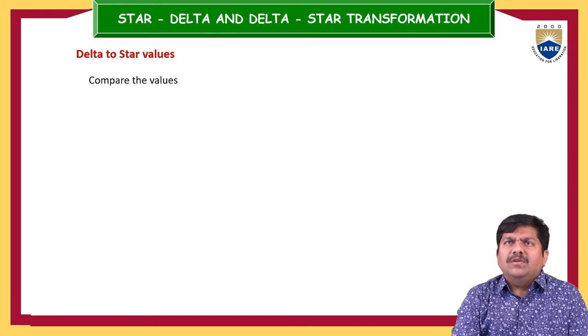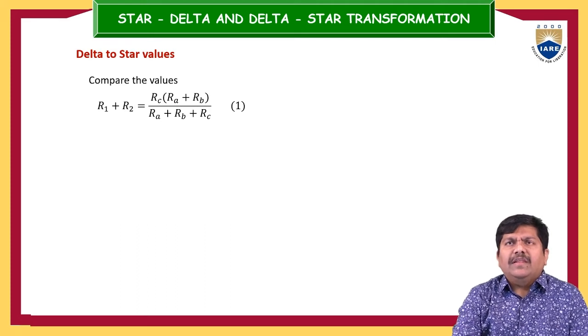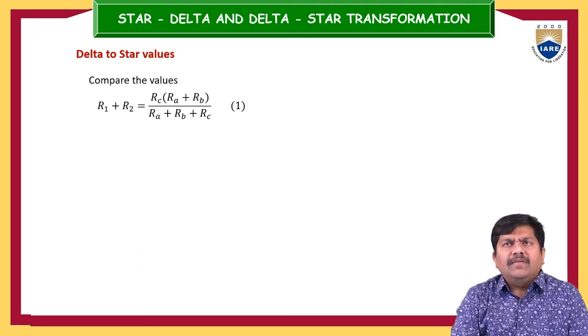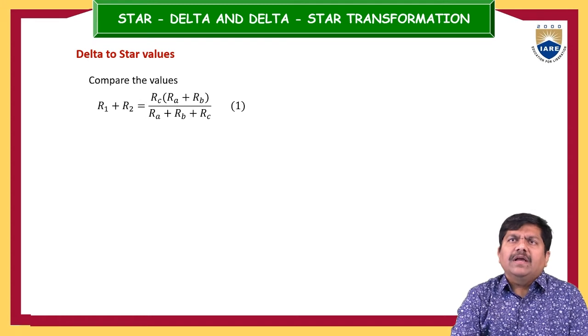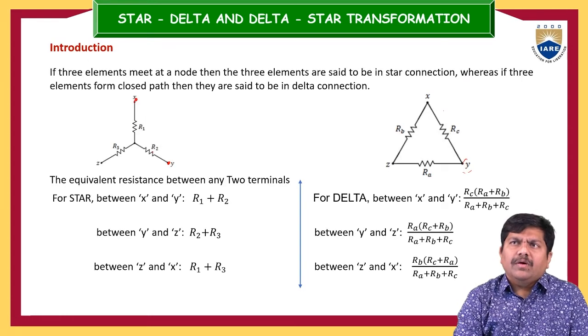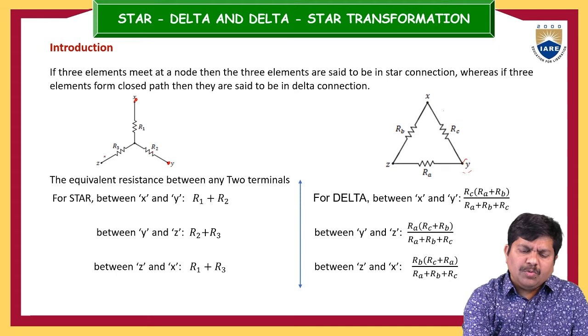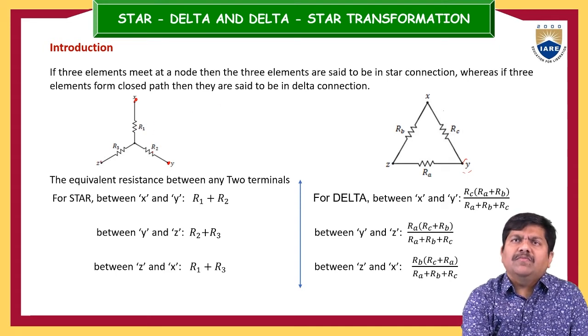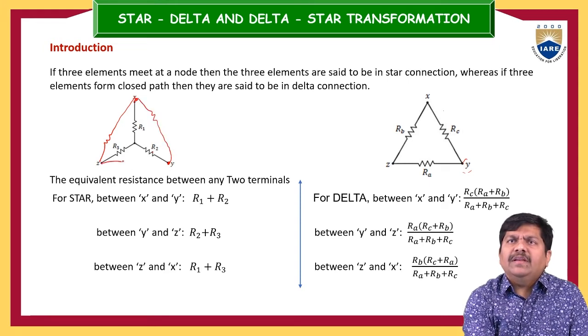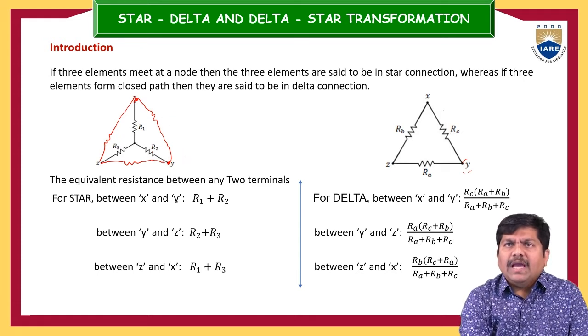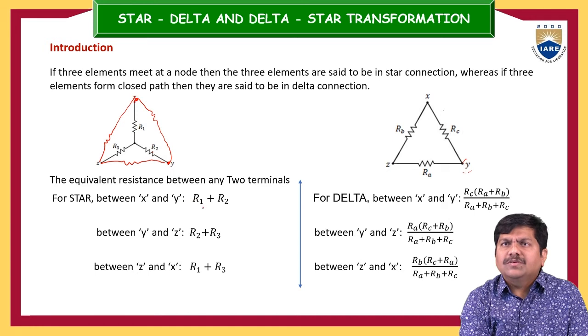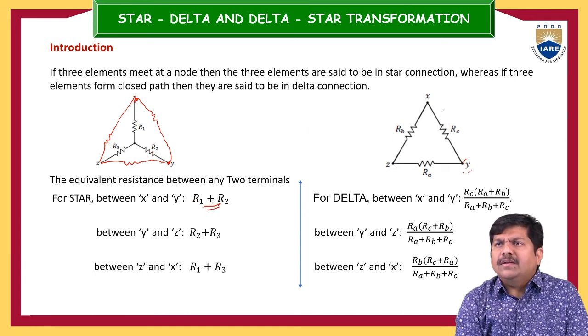Now we compare the delta and star values by equating the delta equivalent and the star equivalent. I am going to convert star to delta, so what is the equivalent between X and Z? The equivalent between X and Y? The equivalent between Z and Y? Between X and Y, we have calculated the value in the star, and similarly, between X and Y in the delta, we have calculated this much.